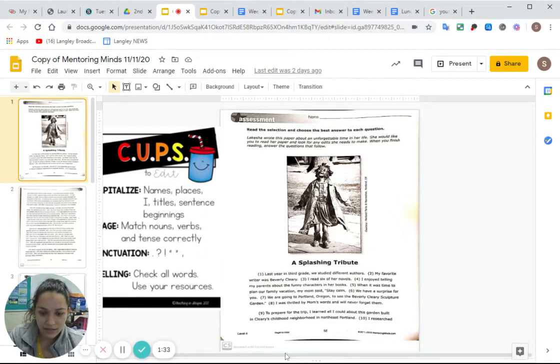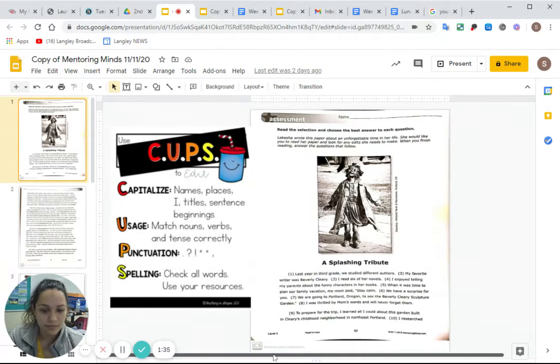All right, so we have a helpful anchor chart right here off to the side about CUPS. The passage that we're going to do together here is focused on editing. Remember, CUPS is for editing. The C is for capitalize. We need to capitalize names, places, the letter I by itself, titles, and sentence beginnings. U is usage. We need to match nouns and verbs correctly, especially the tenses. Remember, we don't say he catched the ball, he caught the ball.